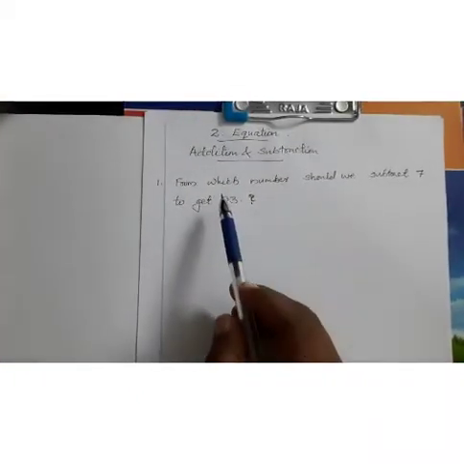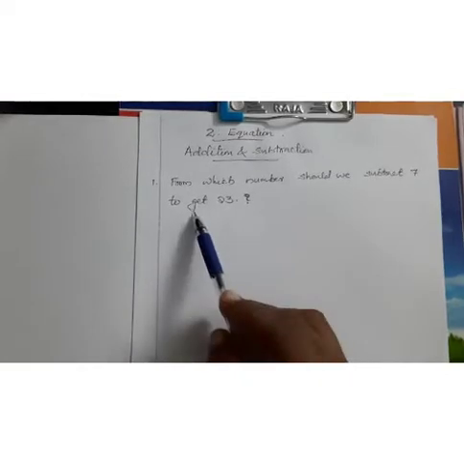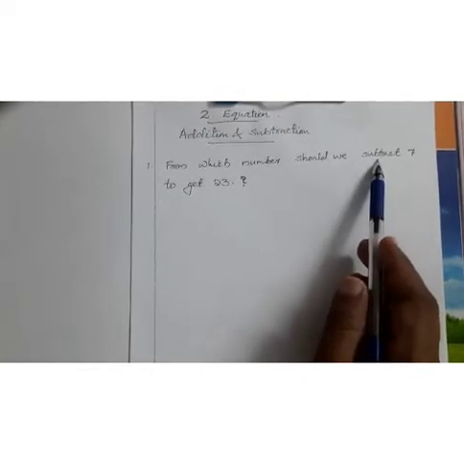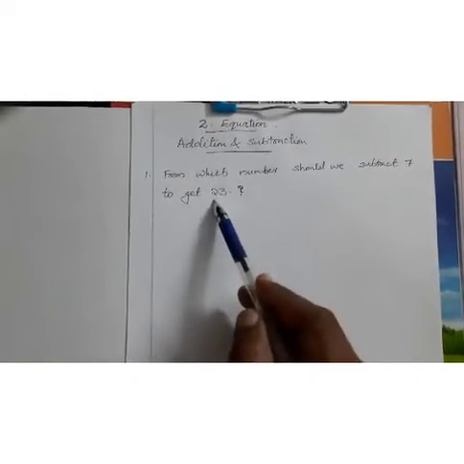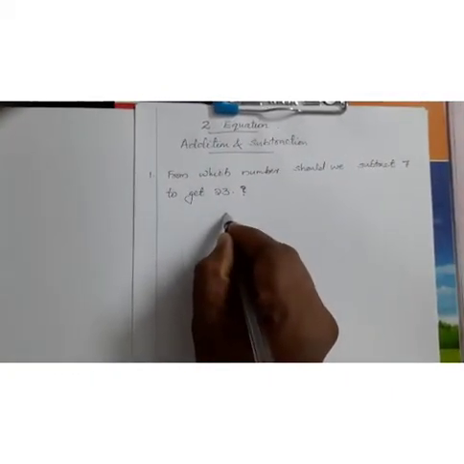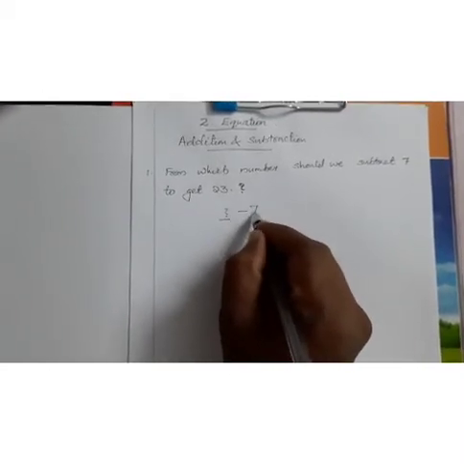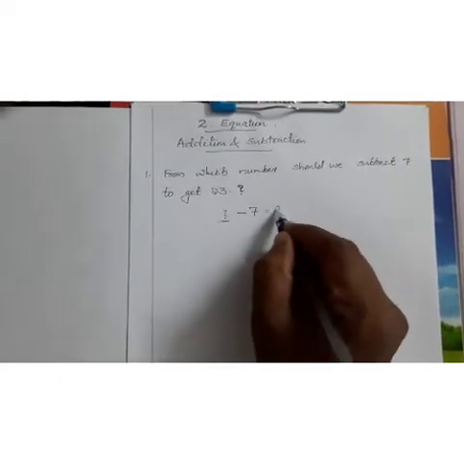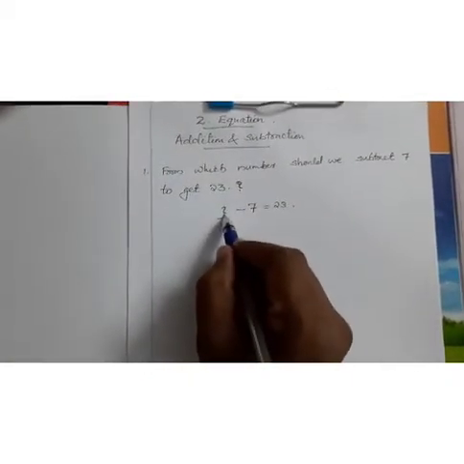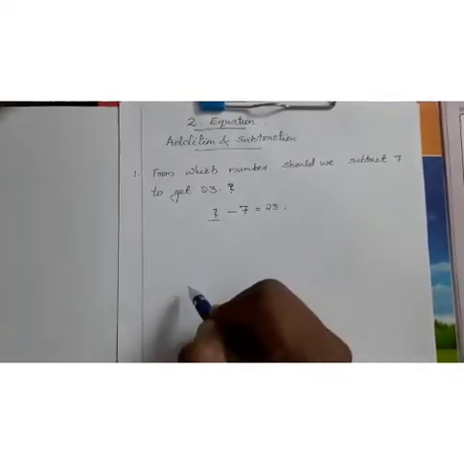See the question. From which number should we subtract 7 to get 23? So we can write in numerical form. From which number should we subtract 7 to get 23? So you have to find out this number. If you subtract 7 from a number, you will get 23. So what is the number?